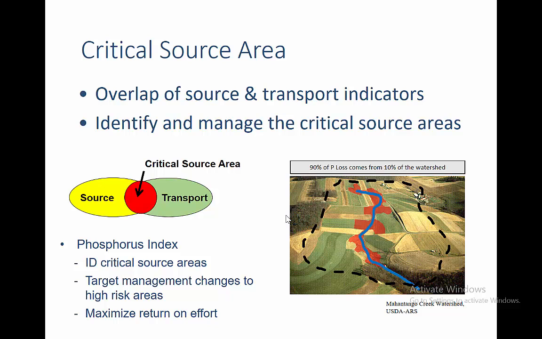You can only have one. Not a critical source area. You're not the 10%. Okay? And so that's really the purpose. That's why we have the phosphorus index.